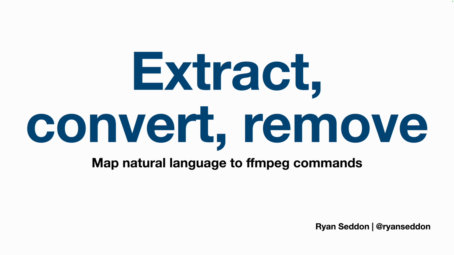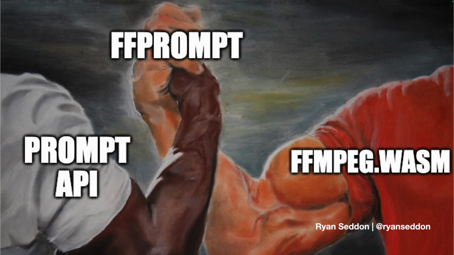Have you ever found yourself wanting to quickly convert a video to another format, make it a GIF, extract audio, or even remove audio? Well, now you can with FFprompt, a tool to describe what you want to do to a video in natural language. The beauty of this demo is it's completely client-side thanks to the Prompt API and FFmpeg WASM.